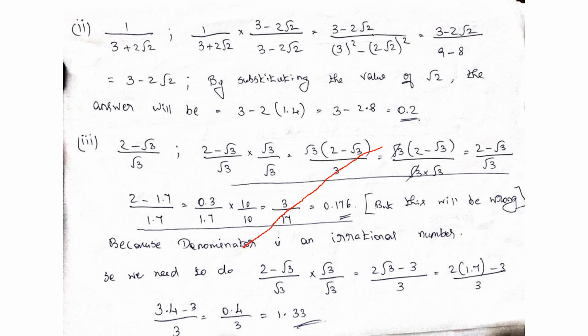Okay, this part is wrong. First we need to do 2 minus root 3 by root 3 into root 3 by root 3. Okay, we will get the answer. There we can directly substitute the value. So the final answer becomes 1.33.